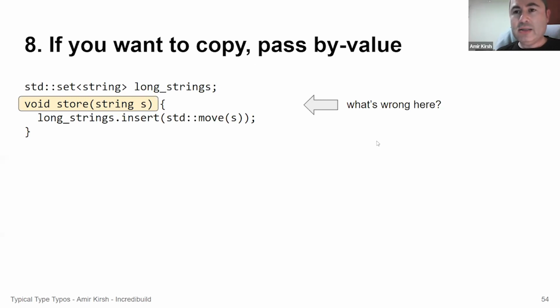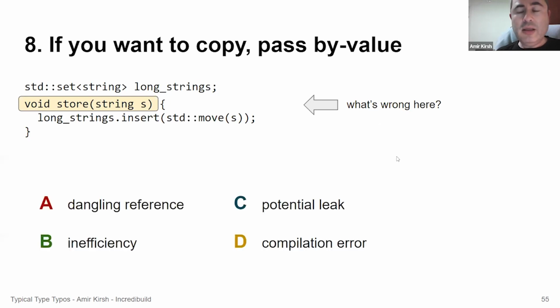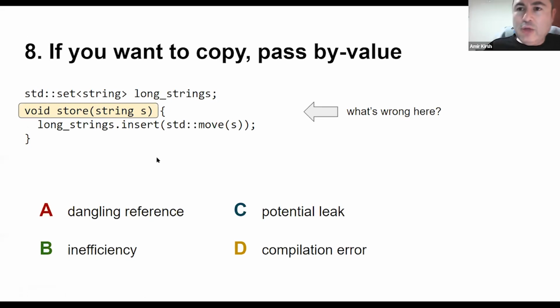And my question is, well, if it is good advice, so what's wrong here? And the answers are: a dangling reference, inefficiency, again inefficiency, potential leak, or compilation error. What do you see here in this example? In this example, again, we get the string by value because we want to copy it into some kind of a set of strings. So instead of just copying, we get by value, and then we move from the copy. We move from the value.